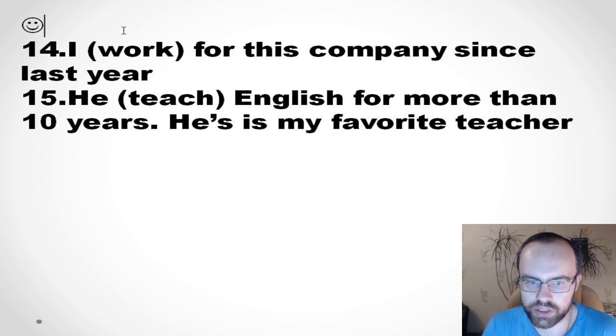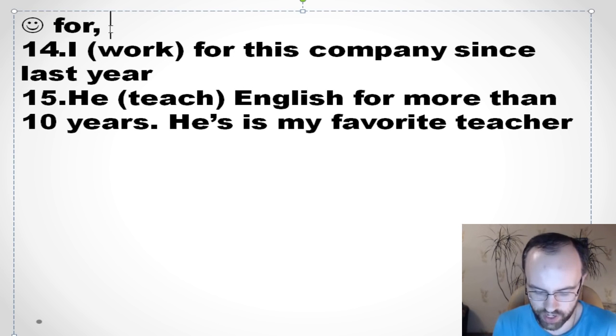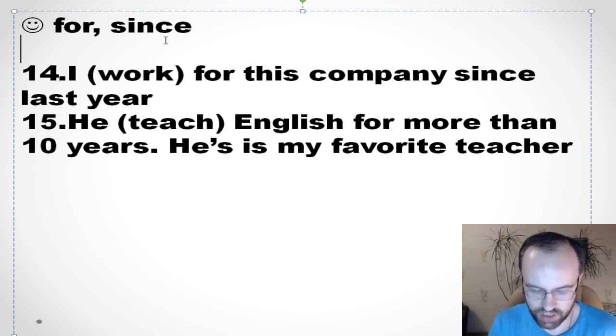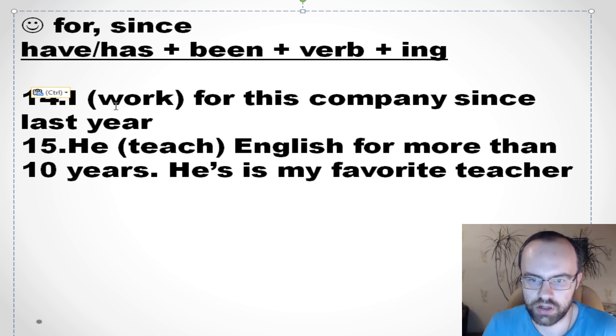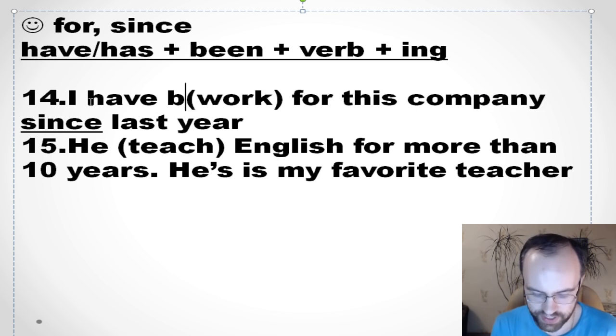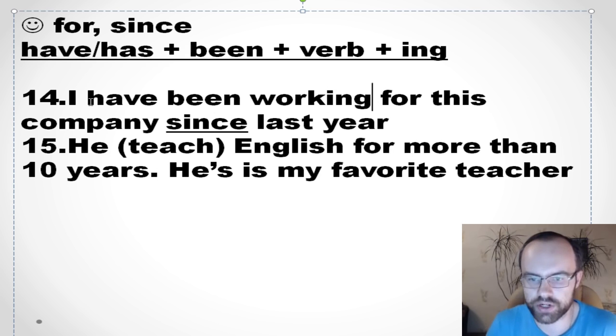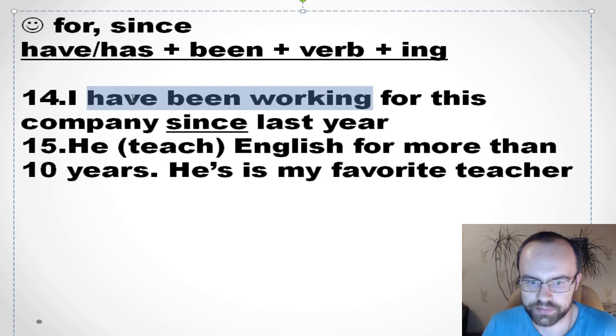So we talked about it. If you have for or since, you need to think about present perfect continuous. So since: I have been working for this company. You see, I have been working since last year.